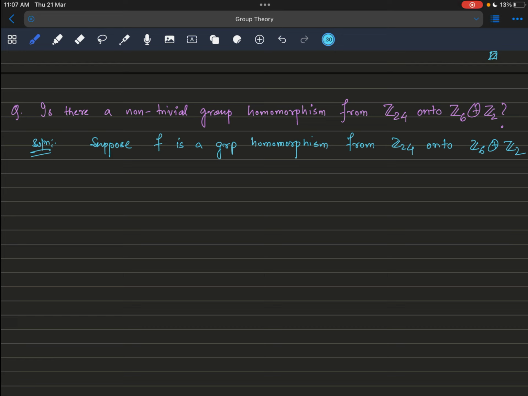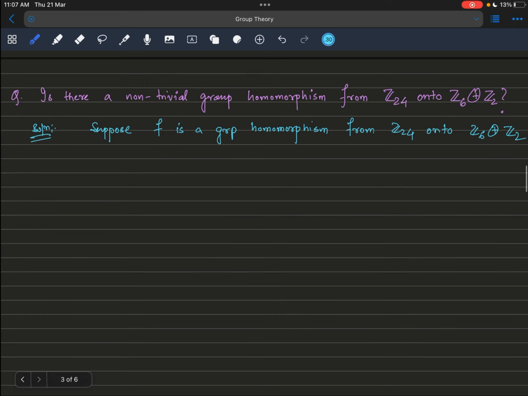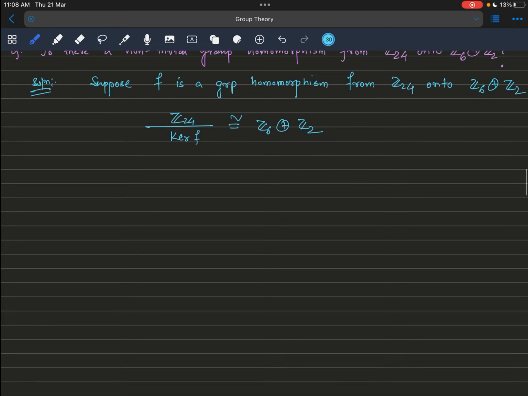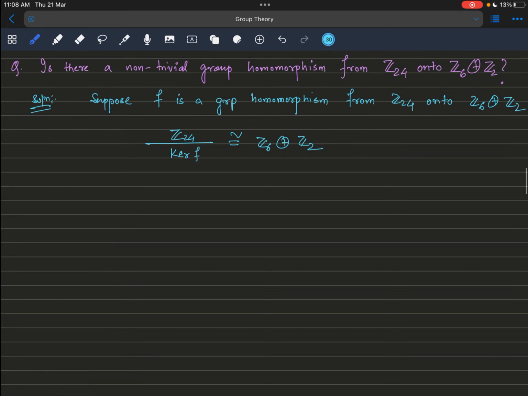Then since it is an onto group homomorphism, by the fundamental theorem of group homomorphism we can write Z24 by kernel of f is isomorphic to Z6 direct sum Z2, which is a contradiction. Why is it a contradiction?